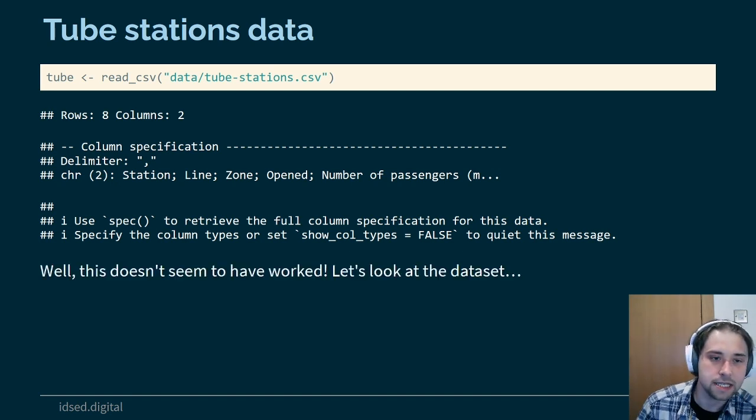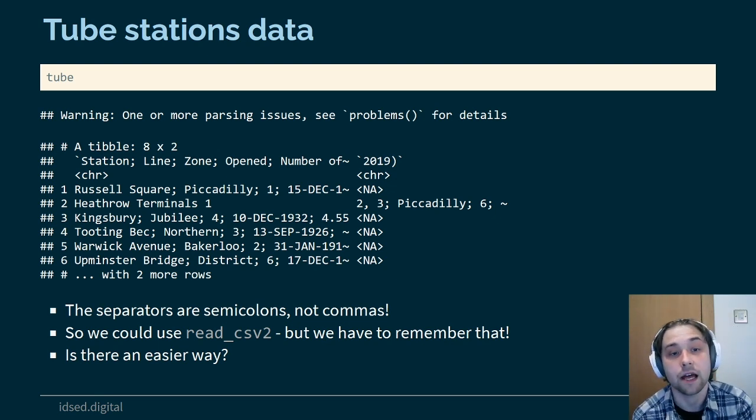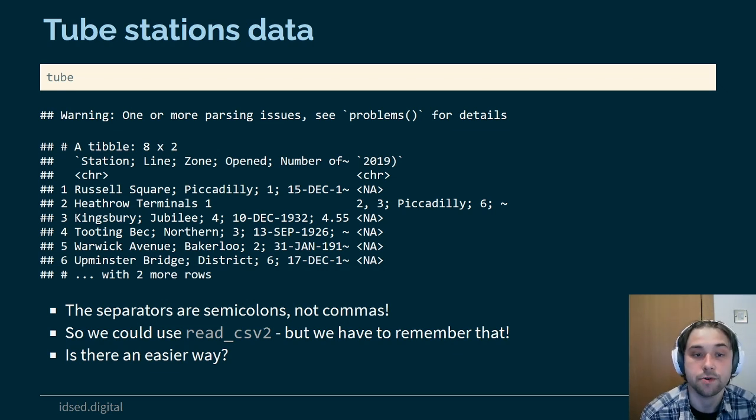So it's not entirely clear what's wrong here. You might be able to guess from that first line, but if we look at what it's actually imported, we can really see what the problem is. And that's that the separators here are not commas. RStudio has assumed that they're commas, and in fact they're semicolons. The reason that I encoded them as semicolons when I was making this dataset is that some of the data points actually have commas in them. Like one of the stations is Heathrow Terminals 1, 2, 3, and that has commas between the numbers at the end.